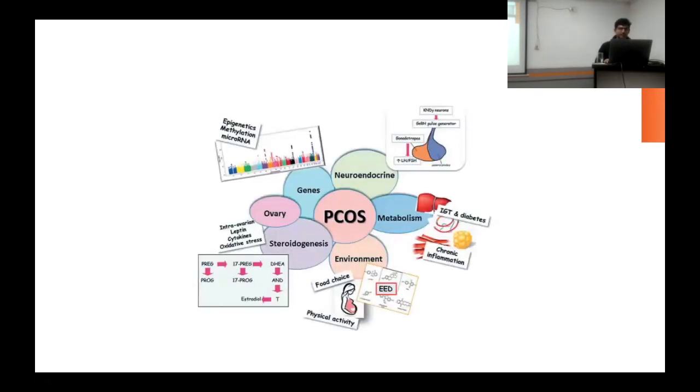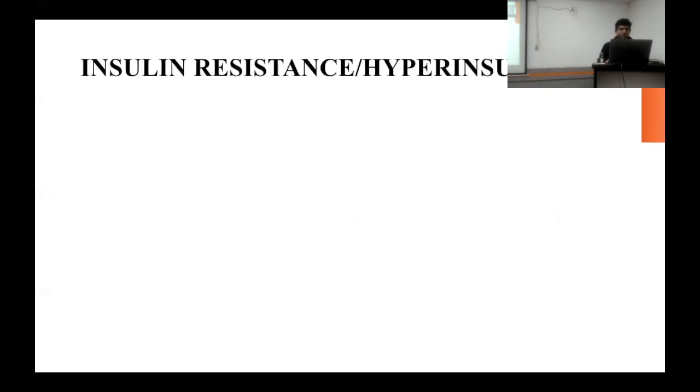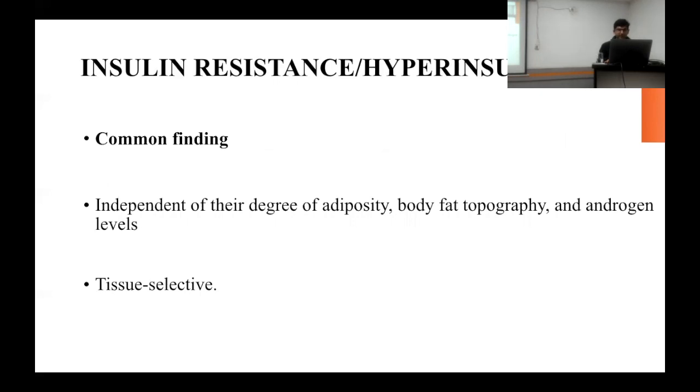Pathophysiology has been discussed. It is a combination of multiple genetic, neuroendocrine, metabolic, and steroidogenesis defects, ovarian, all. It's a combination of everything. Now, primary ovarian pathophysiology is basically the hindered dynamic balance between growing and dormant follicles. There is an increase in AMH and increased LH levels, increased intra-ovarian androgens. There is increased growth of small follicles that have all been discussed earlier. And of course, a genetic predisposition, and there are higher ketotestosterone levels also being found. Insulin resistance is a common finding.